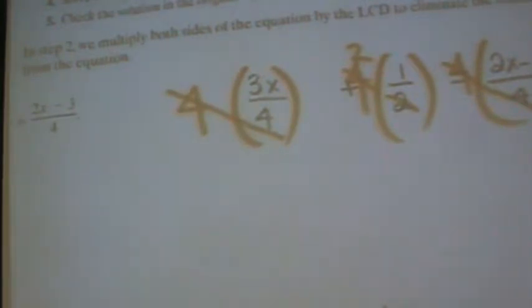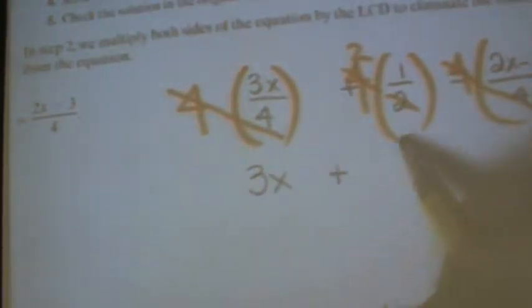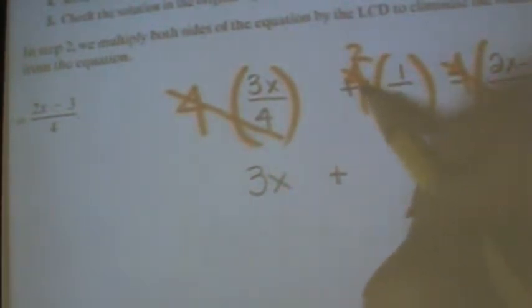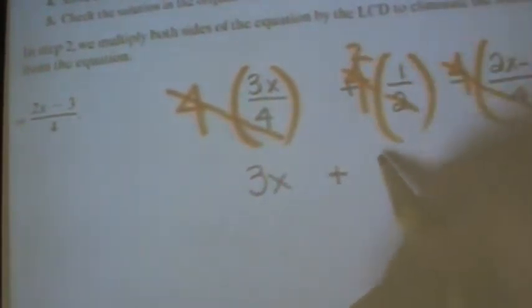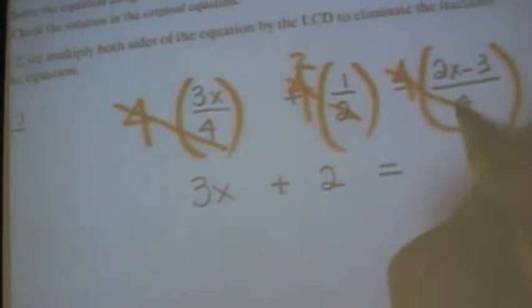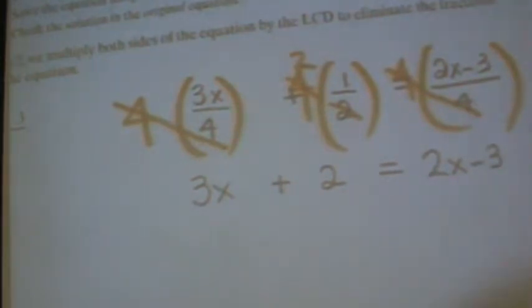So if these 4's canceled out, what's left here? 3x plus, now 2 goes into 4 two times, so you have 2 times 1, which is 2. These 4's canceled out. Equals 2x minus 3. Now this is a linear equation, like chapter 2, like the 9th grade problems that you did. How do you solve this? It's a variable, it's an x.